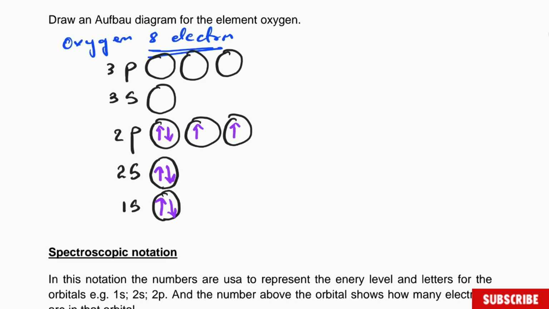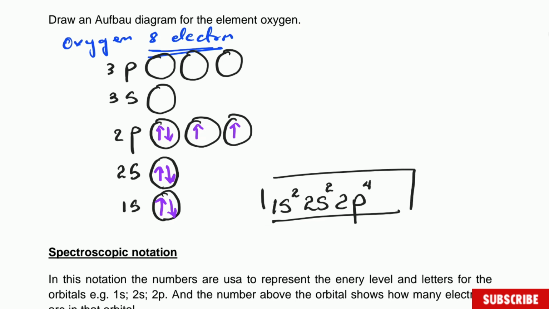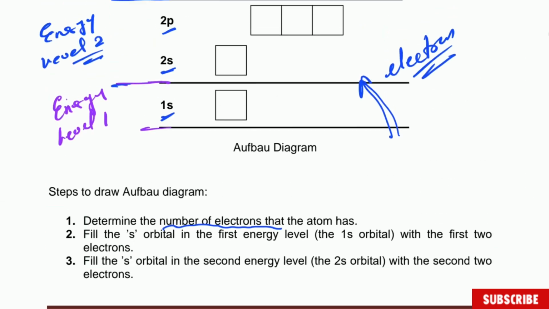Now, for the spectroscopic notation, we're going to say 1s. In energy level 1 orbital s, we have 2 electrons, so we say to the power 2. In energy level 2 orbital s, we have another 2 electrons. In energy level 2 orbital p, or orbitals, because there are many, we have 2, 3 and 4 electrons, and this one is what we call spectroscopic notation. And this is all about the electron configuration you need for the grade 10s.